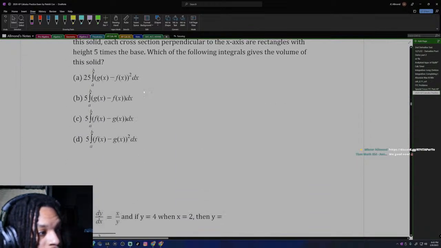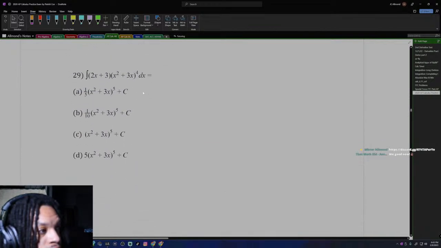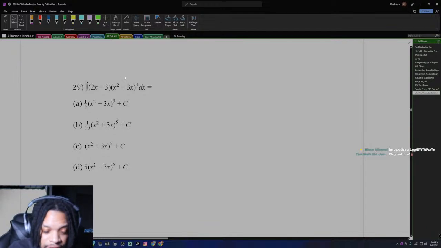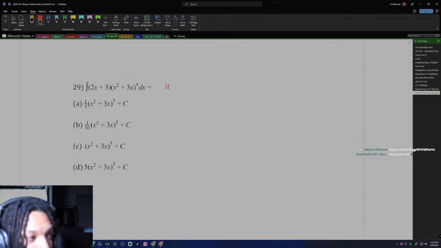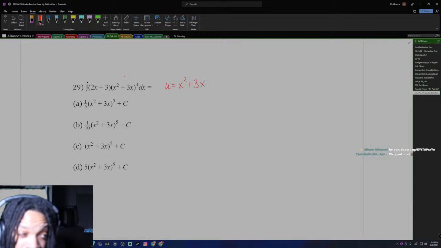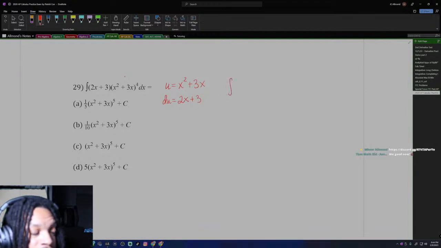29. That's not even FTC. That's just a straight up integral. It's screaming u-sub, bro. Because if I let u be x squared plus 3x, then du would just be 2x plus 3, which I see. So I can rewrite this integral as the integral of u to the 4th du.